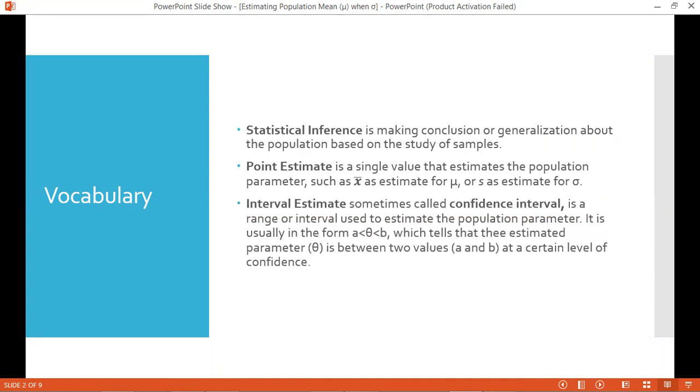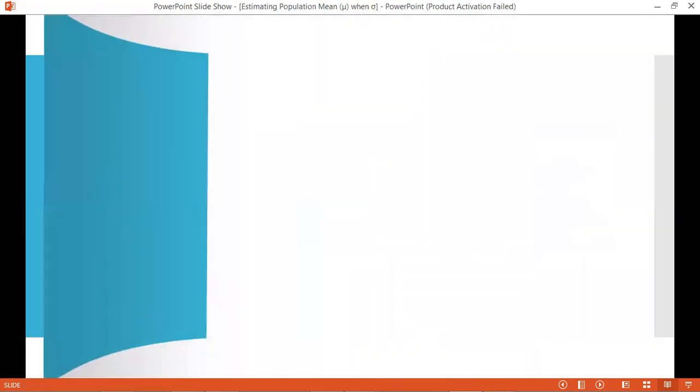An interval estimate, sometimes called the confidence interval, is a range or interval used to estimate the population parameter. It is usually in the form a < μ < b, which tells that the estimated parameter is between two values a and b at a certain level of confidence.